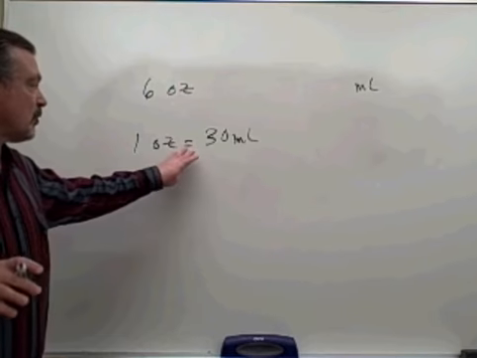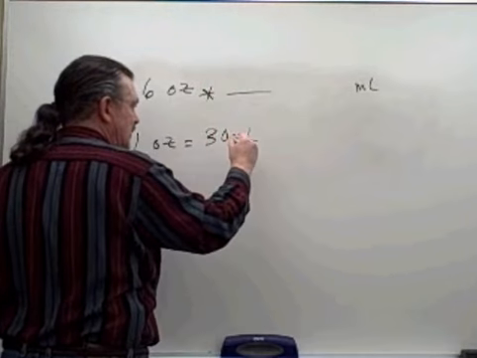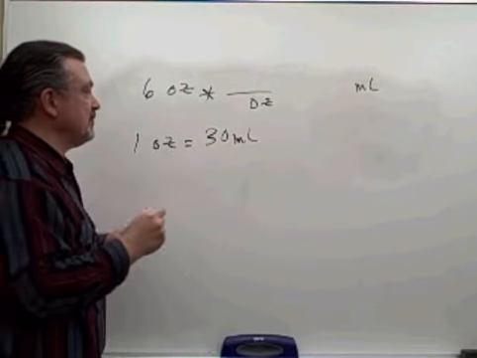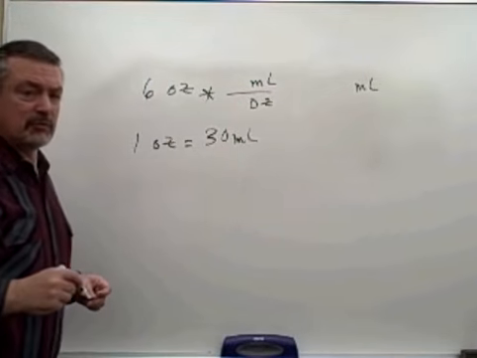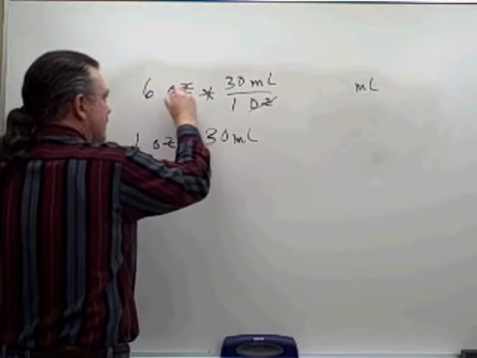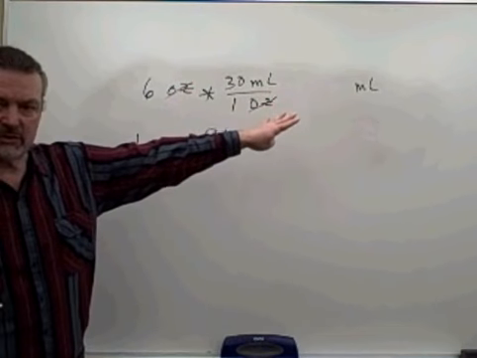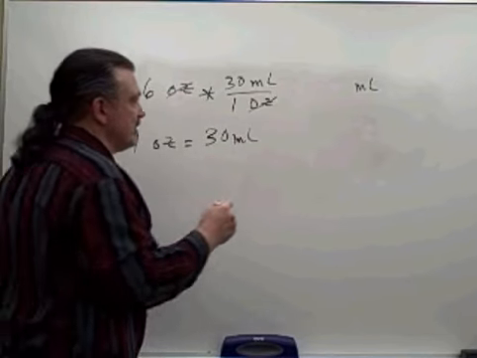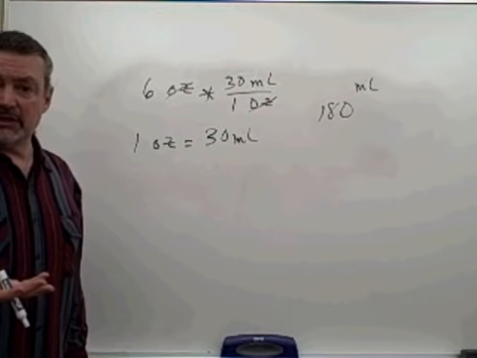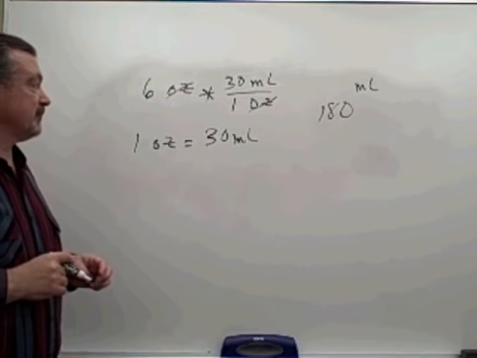So we can take this equivalence and create our conversion fraction. We want to get rid of ounces, so the ounces will go in the denominator. We want to keep milliliters, so that would be in the numerator. 1 ounce is equivalent to 30 milliliters. So the ounces will cancel just as we want them to. We'll have milliliters as our unit of measure, and 6 times 30 gives us 180. So 180 milliliters of liquid is measuring the same amount of liquid as 6 ounces would be measuring.